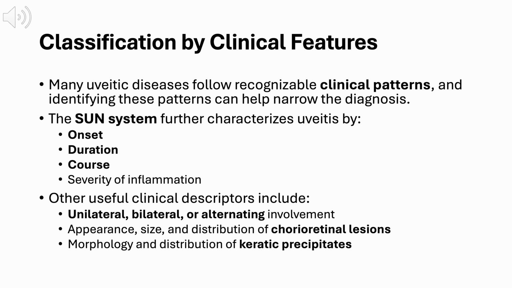Beyond anatomy, many uveitic diseases follow recognizable clinical patterns, and spotting those patterns narrows the diagnosis. SUN further characterizes uveitis by onset, duration, course, and severity of inflammation, and several other descriptors earn their keep clinically, whether disease is unilateral, bilateral, or alternating. The appearance, size, and distribution of chorioretinal lesions, and the morphology and distribution of keratic precipitates. In other words, the fine detail of how the inflammation looks and behaves is data. The next several slides unpack the most diagnostically useful of these features.